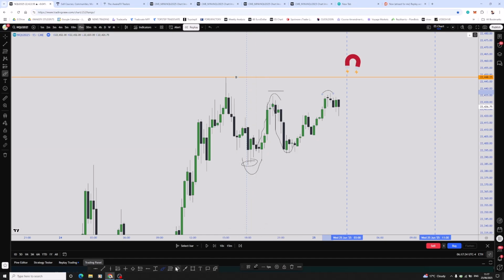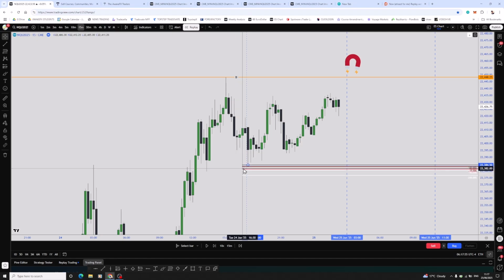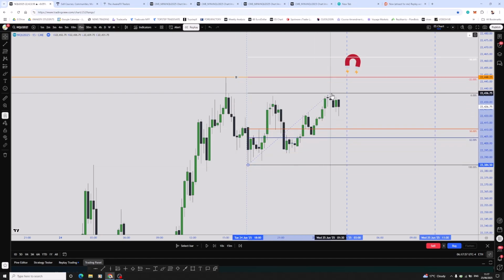And the measurement would be from this low down here to the highest point on the right, whether it be here or here. So let's measure that up. So we pull our Fibonacci tool from the swing low down here to this high. Was that the highest high? No, this was the higher high over here to the right. So I anchored my Fibonacci level from the swing low to swing high over here.